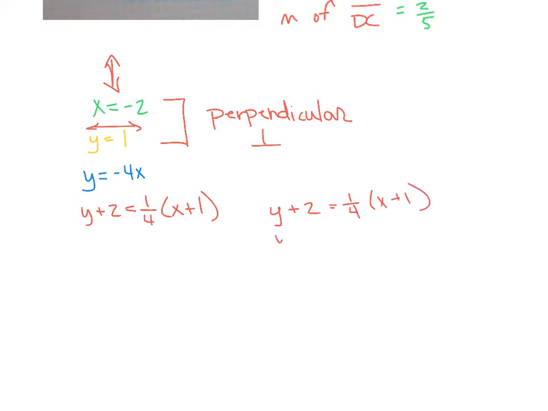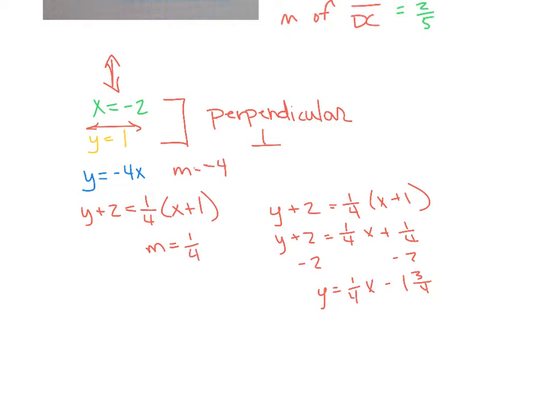So we have y plus 2 equals 1/4 x plus 1/4. And we subtract 2 from both sides, which means we get y equals 1/4 x minus 1 3/4. Okay, so we have 1/4 and we have -4, so for our slopes, right? So for this, our m equals -4, and for this, our m equals 1/4.